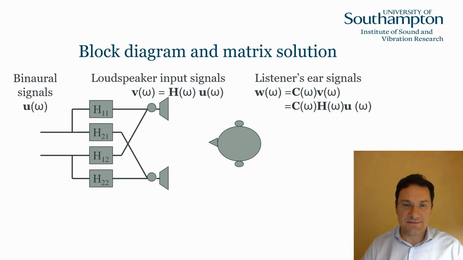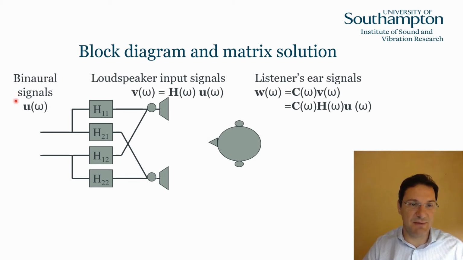So let's now look at a bit of a mathematical formulation of the crosstalk cancellation system. Here on the left-hand side, we have the binaural signal. We express everything in the frequency domain. So for a single frequency omega, the intended binaural signal is going to be a vector of two elements that we call U. Then the signal that is going to drive our two loudspeakers is going to be the vector V, again for a single frequency omega.